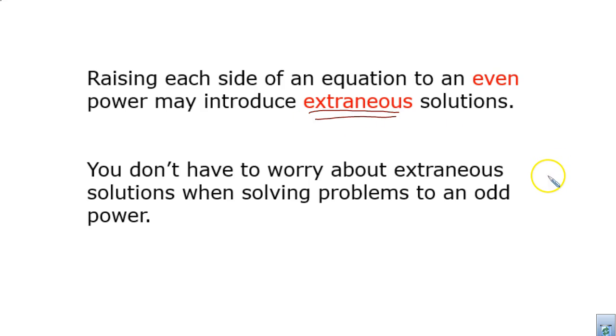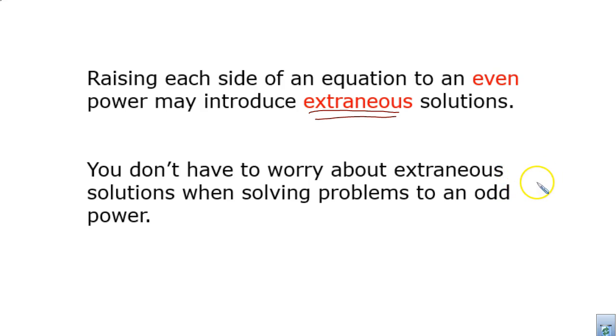These are solutions that work out algebraically. You've done the math correctly, you get your final answer, and it worked. But when you go back and plug it in, you end up with an impossibility, something that does not work.